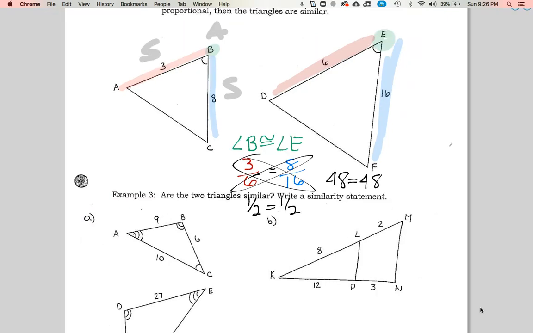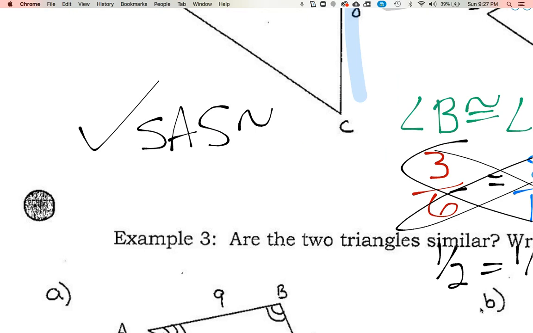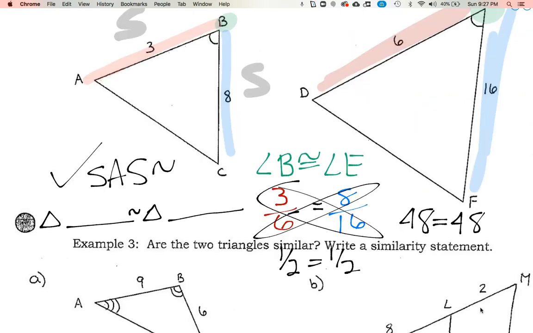So at that point, we can say check, side angle side similarity, and write our similarity statement. So the similarity statement, ABC, goes with DEF.